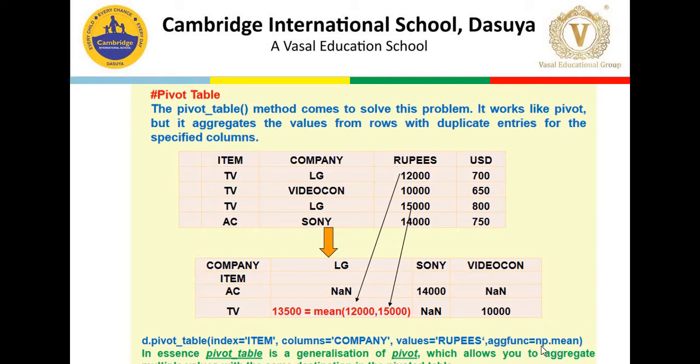Aggregate is equal to np.mean, that is numpy dot mean. So here you will get the average price of these two TVs, the LG TV and the other LG TV. This is 12,000, this is 50,000, and here you will get the average value. So we can sort this out by adding another parameter, the aggregate function. But students, an important thing to remember is that this is under the pivot table method of the pandas library, pandas package.